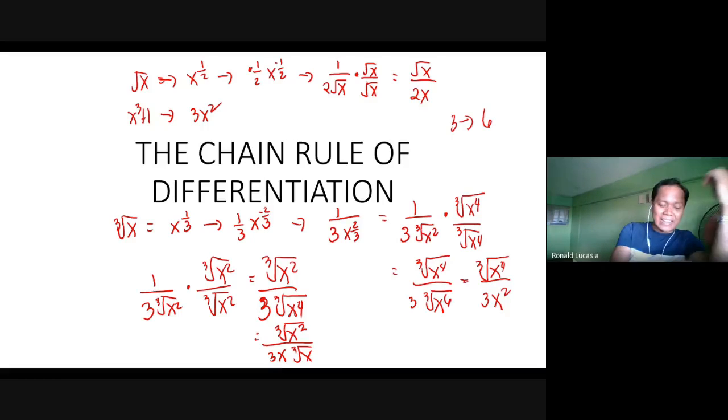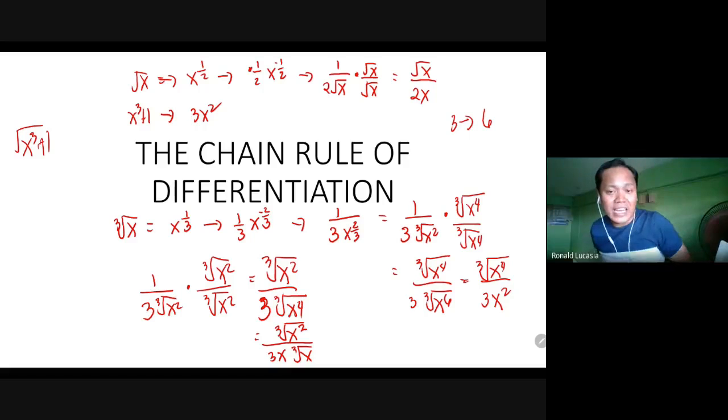However, we can't yet differentiate square root of x cubed plus 1. So for us to be able to do this, we need a rule. We need a rule that will tell us how to differentiate composite functions whose derivatives we already knew. So we have to do some compositions of functions here. In those functions that we composite, we can easily find the derivative. And the rule that I am talking about is called the chain rule.